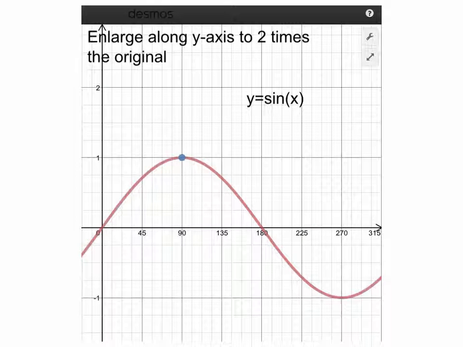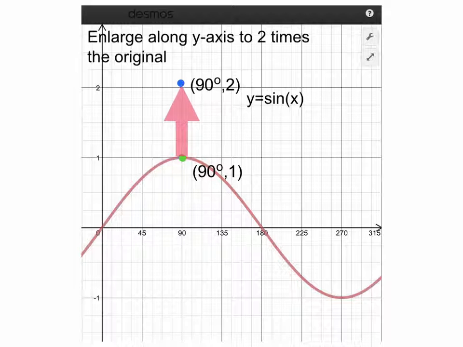This is the graph of y equal to sine x. Now I'm going to enlarge the graph along y-axis to 2 times the original. For the convenience, let's look at the point (90°, 1). The x-coordinate will keep constant, but the y-coordinate will be double, so the image of this point will be (90°, 2). The y-coordinate of any other point on the graph will also be double, so the image will look like this.